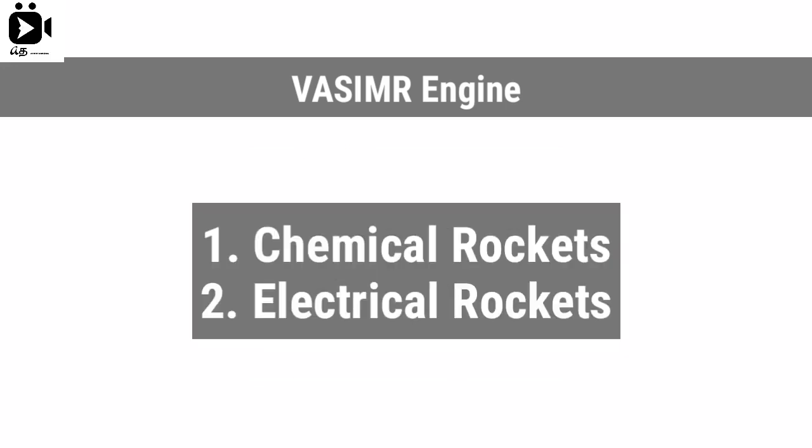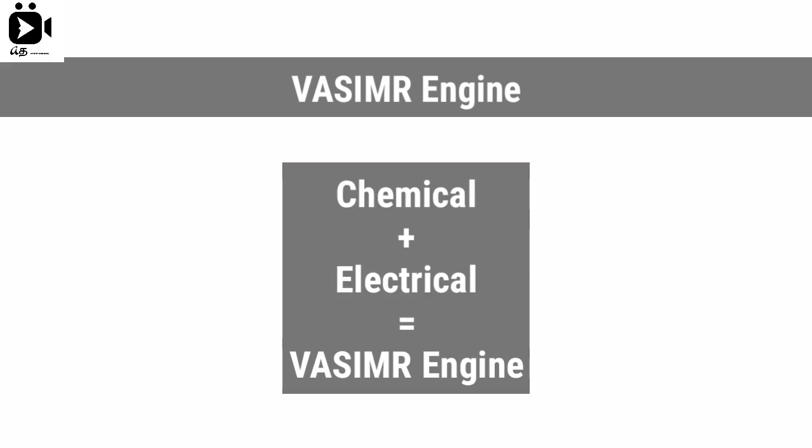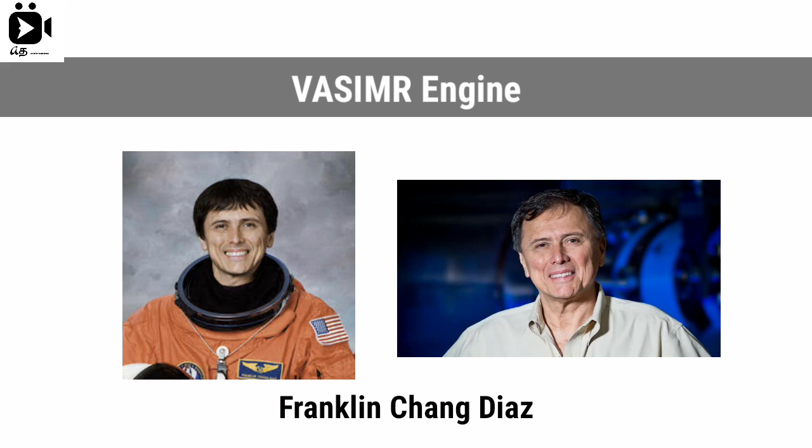At present, we have many types of rocket. We are going to take only chemical and electrical rockets. Chemical rockets produce high thrust and low specific impulse, and electrical rockets produce low thrust and high specific impulse. Here, the VASIMR engine is combining the characteristics of these two types of rockets. It originated in 1977 with former NASA astronaut Franklin Chang Diaz.